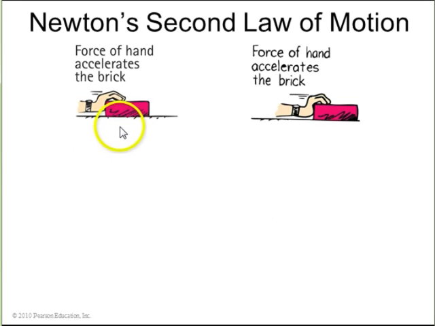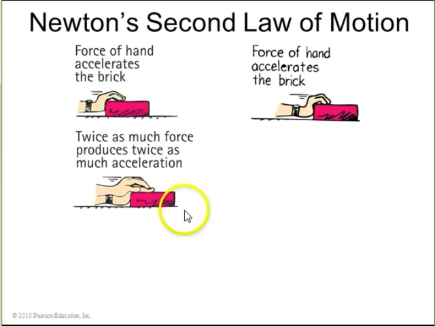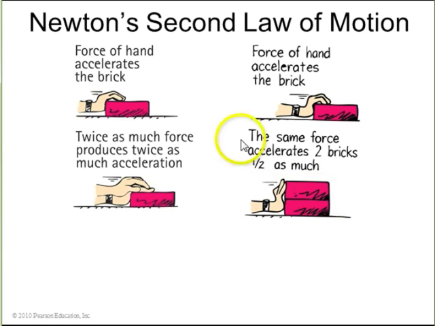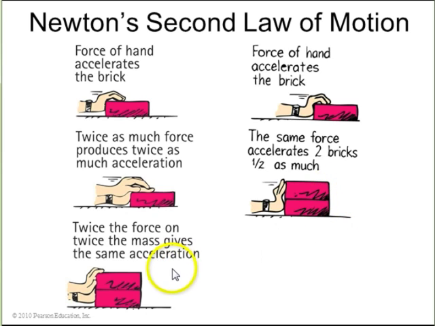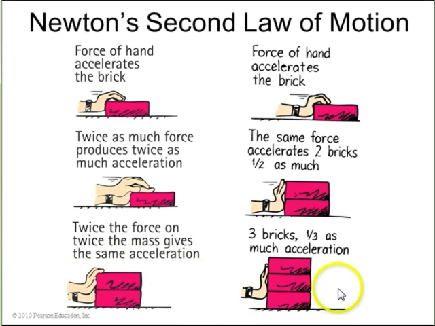Some more examples. If you have this brick, you have a force on it, which is accelerating it, it gets faster and faster. If you use two hands and press twice as much force on the same brick, it'll have twice as much acceleration. Back to the original force, if you push that force on two bricks, they'll accelerate half as much. But if you put two hands on two bricks, they'll go back to the same acceleration. Or the original force on three bricks, 1/3 as much acceleration.